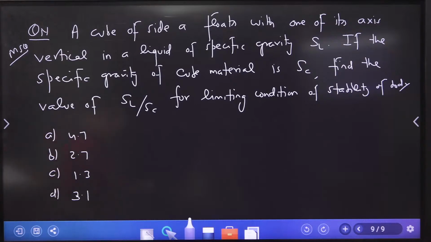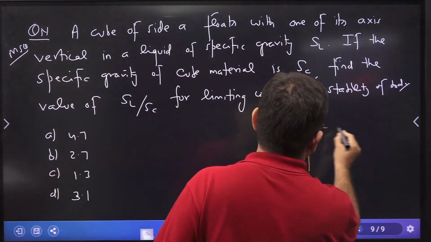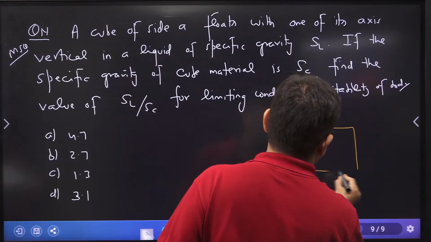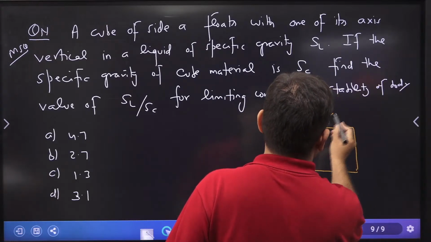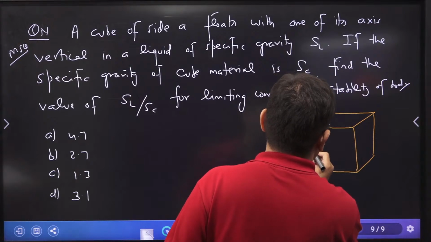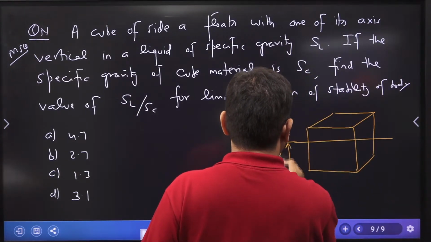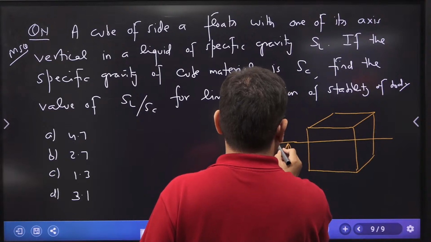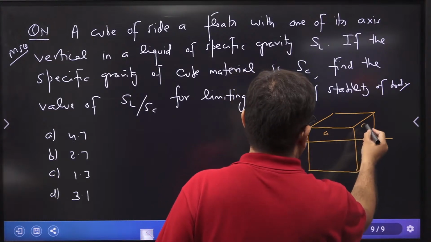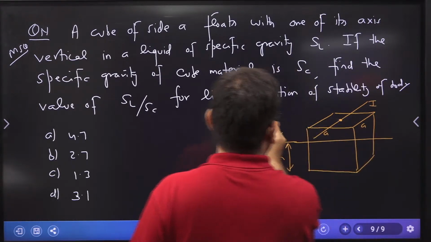Okay, should I give you the diagram now? As I told you, without a diagram we will not approach. This is the cube. You know the meaning of cube? All the sides are equal. And let us say it is floating in liquid with height h. This is the free surface of liquid. Can you tell me what is I now?